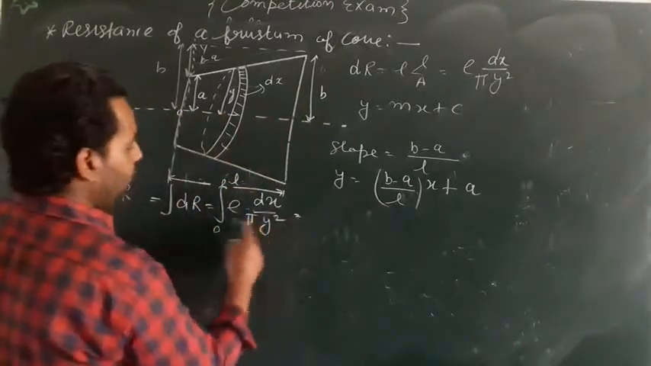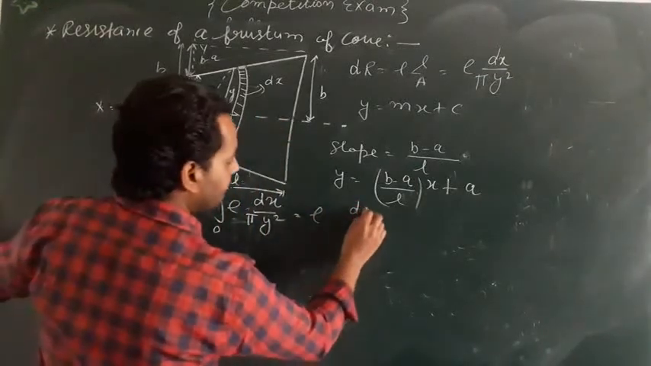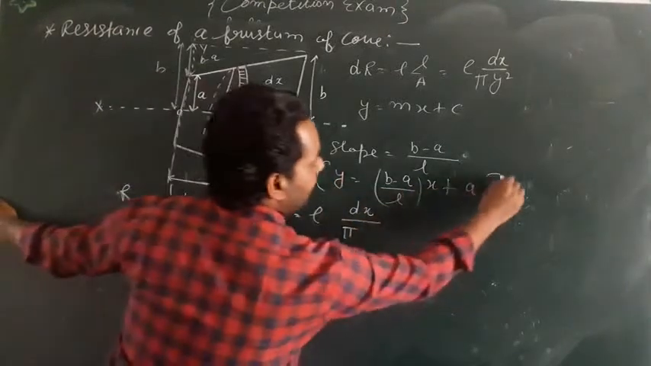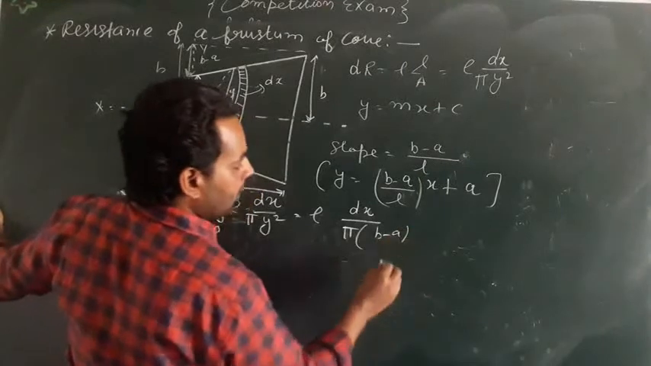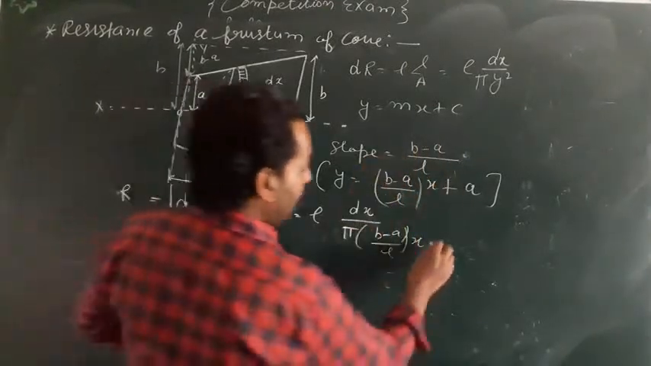So now what is the value? We will put the value. Rho is the resistivity of that element, dx is the dx. Here what is pi? What is y? The y is this. So this is y. What is y? Put the value of y. The y comes out to be B minus A divided by L into x plus A.